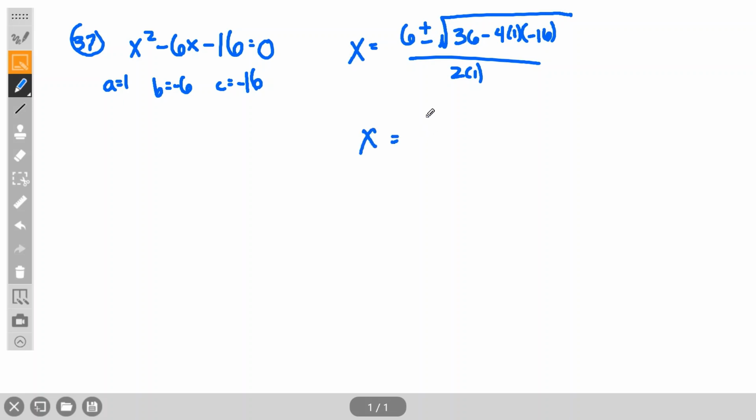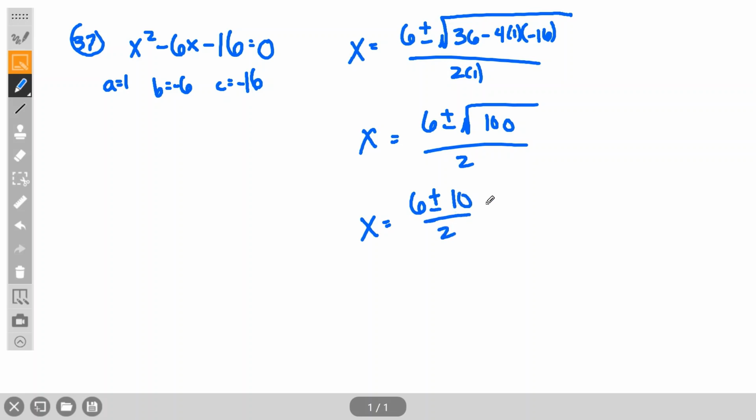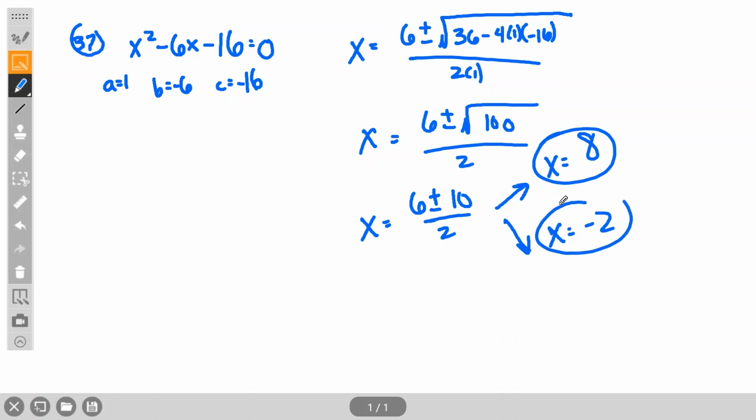So this simplifies to 6 plus or minus the square root of 36 plus 64, which is 100, all over 2. So this is 6 plus or minus 10 over 2. So this is two answers. 6 plus 10 over 2, so 16 over 2, so 8. And 6 minus 10 over 2. So 6 minus 10 is negative 4, and negative 4 over 2 is negative 2. The quadratic formula gives us these two solutions.